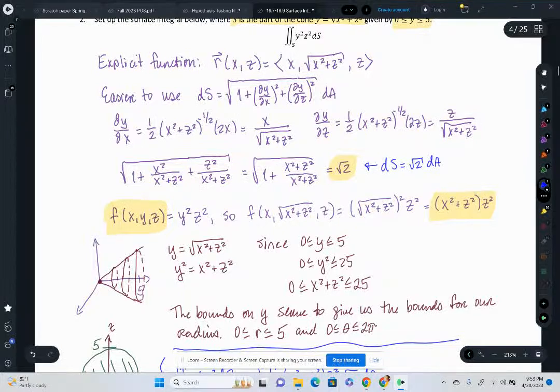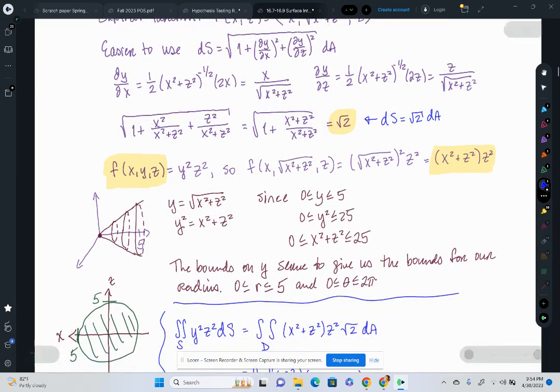After we found the square root, it was going to be just the square root of 2. Then we took our function f of x, y, z and plugged in our parameters. And then we had to deal with the bounds of integration. So that was this section right here.